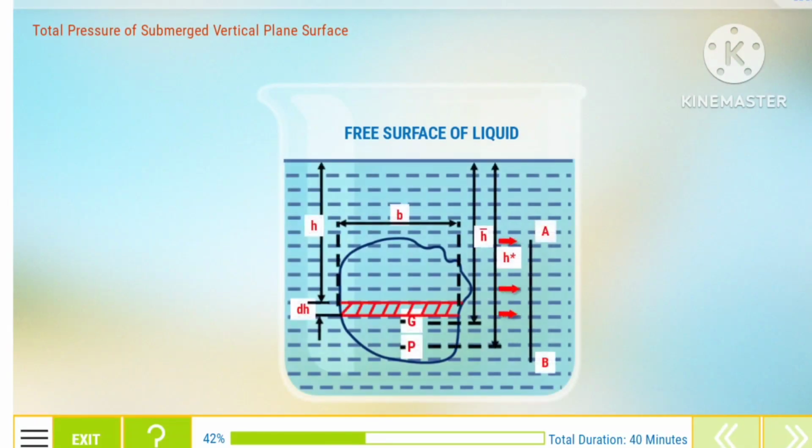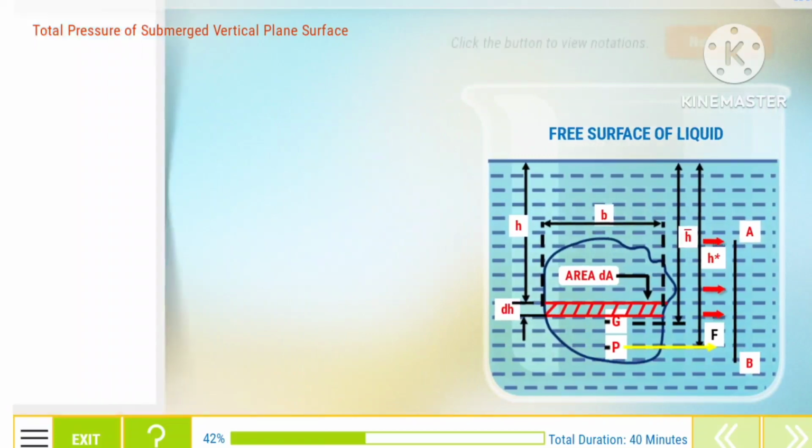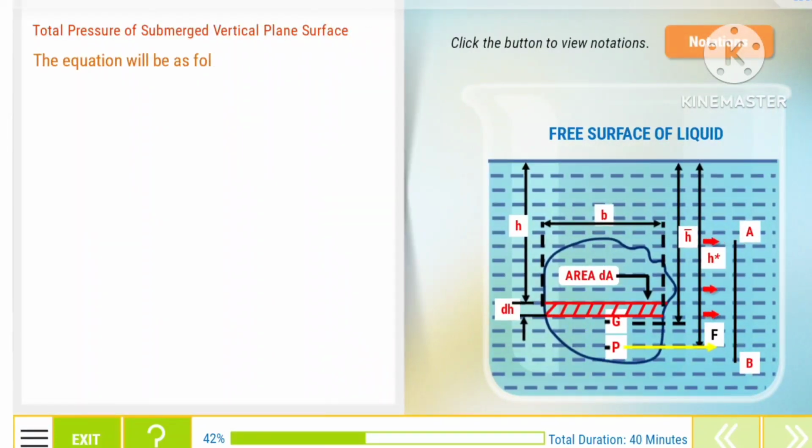Total pressure of submerged vertical plane surface. The total pressure, or F, on the surface is determined by dividing the entire surface into a number of small parallel strips. The force on small strip is then calculated, and the total pressure force on the whole area is calculated by integrating the force on small strip. Let's take a look at the equation for calculating the total pressure.